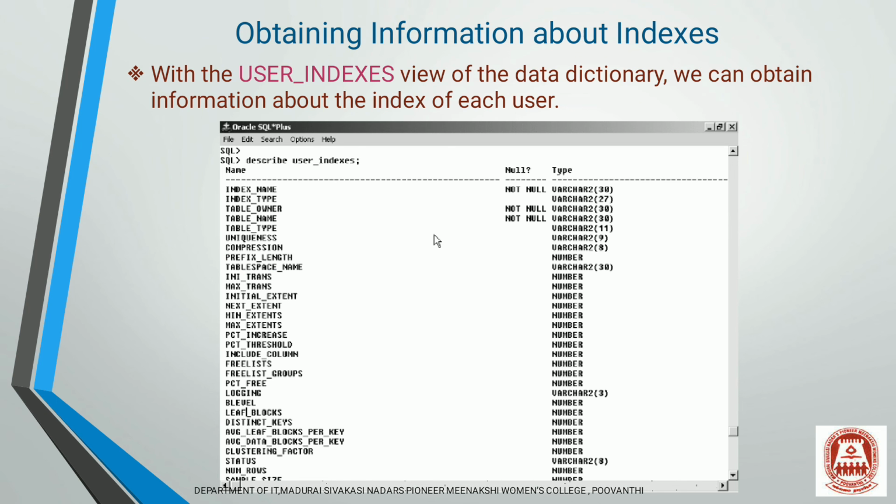We are able to obtain information related to that index. With the help of the user indexes view of the data dictionary, we can obtain information about the indexes of each user. This is how we are going to list how many indexes we have so far created for a particular table or tables which are in our login.